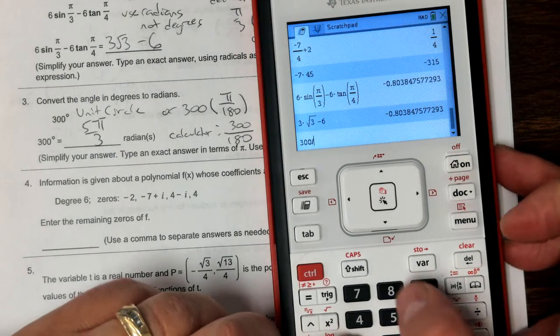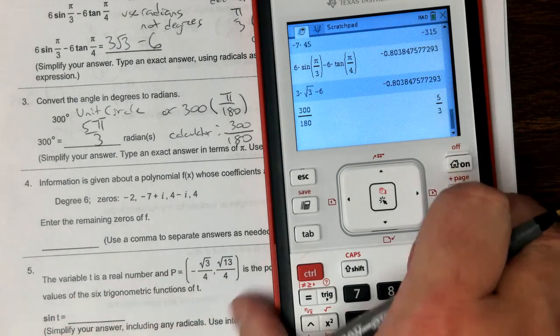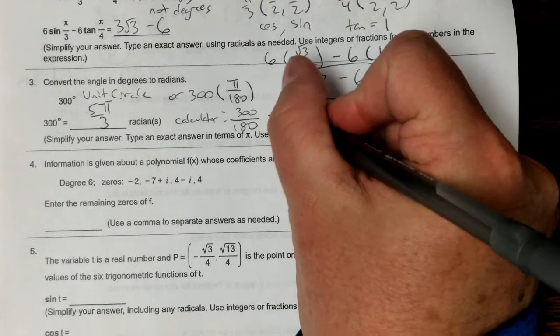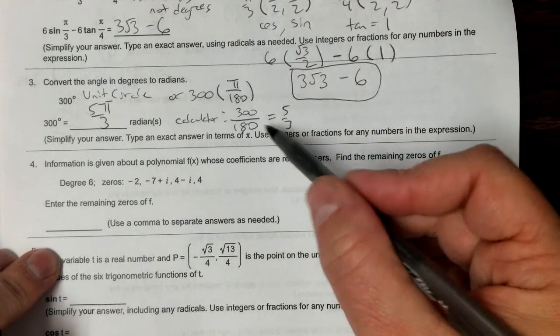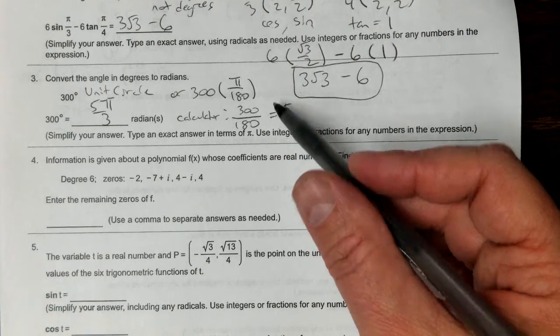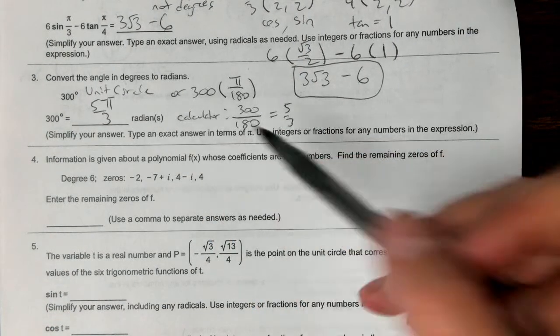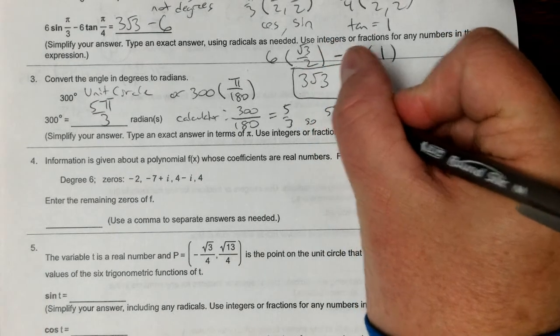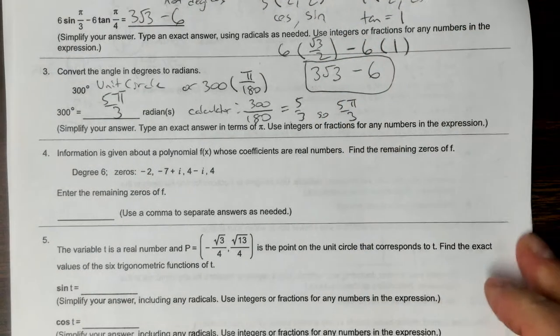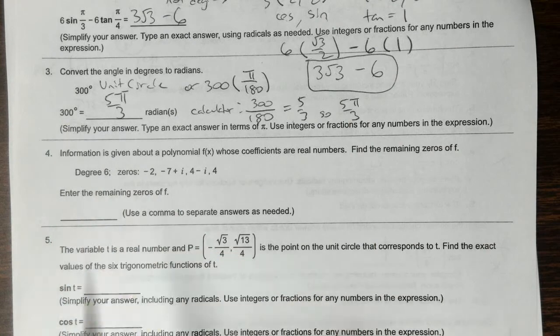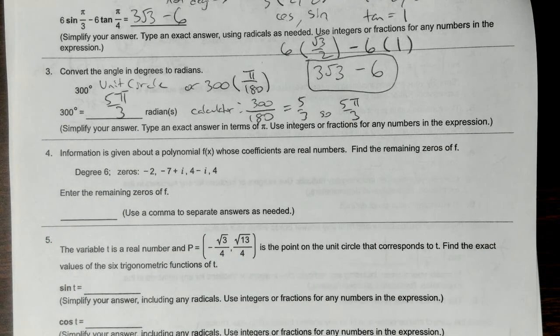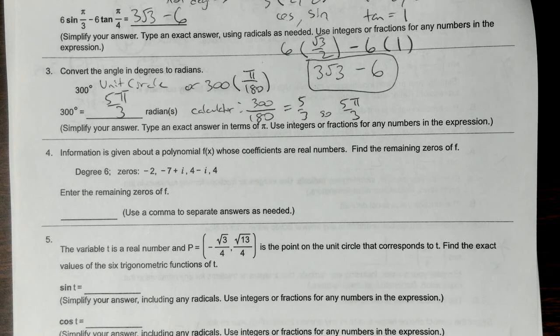300 divided by 180, enter, it's 5 thirds. So that's how you simplify your fraction. And then after that, you write pi after it like we did here. So it's 5 pi thirds. So 300 degrees is 5 pi thirds. Any questions?